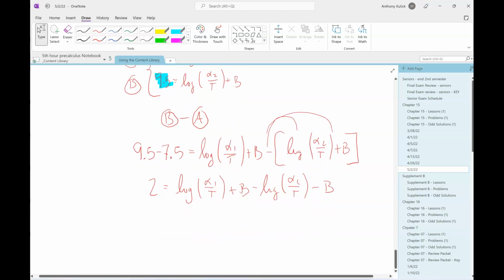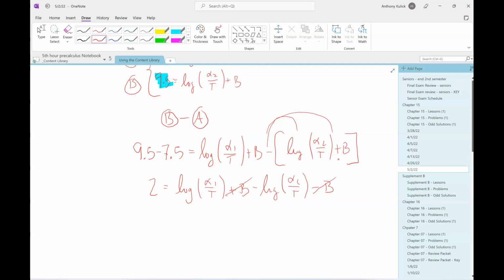Okay. So what can I do on the right-hand side there? There's a super obvious thing to start with. Yeah, I have a plus B and a minus B. Hey, get out of there. Okay? Everybody happy with that? Now I have one log minus another log. What can I do with that?